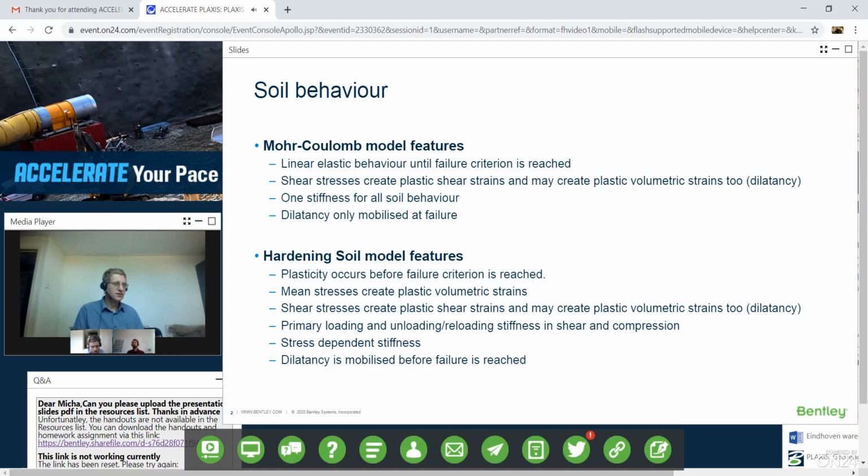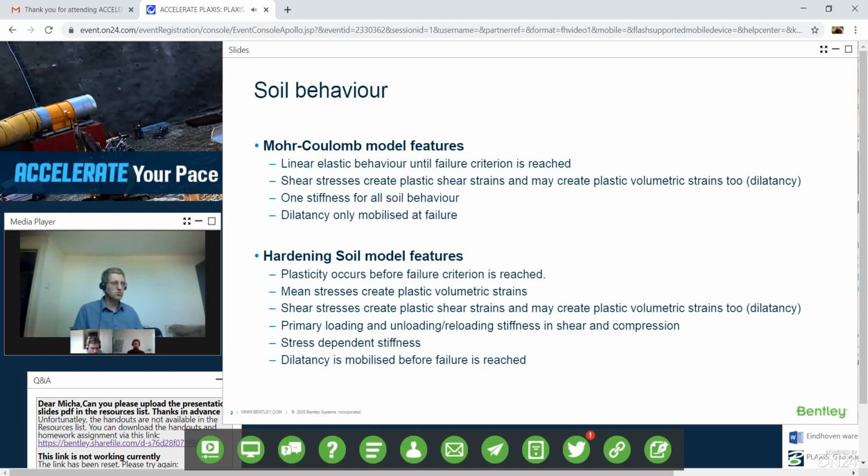If I shear the soil, then I may create plastic shear strains, but I can only create plastic shear strains when I am at failure. So if I mobilize 99.9% of my strength, the Mohr-Coulomb model is still elastic. Only if I really reach failure, then suddenly I create plastic shear strains. And if I have dilatancy in my soil, then only at that moment can I also create plastic volume strains. So dilatancy can only occur at failure. If I'm almost at failure, the soil just elastically compacts or has no deformation.